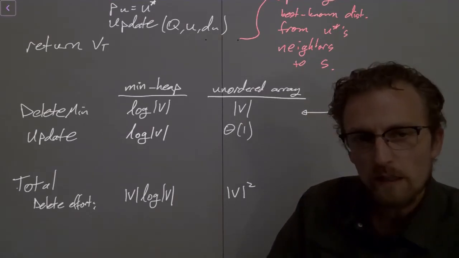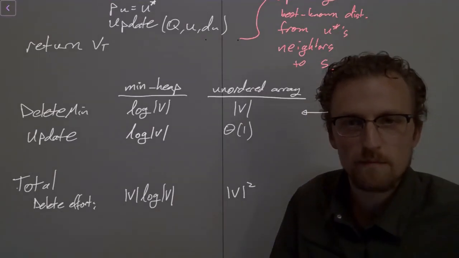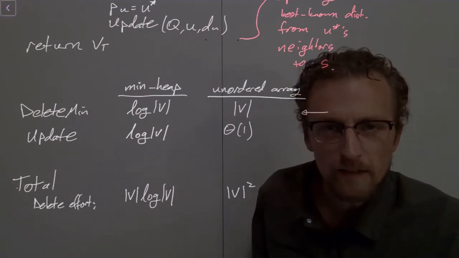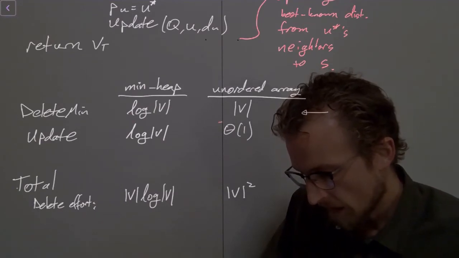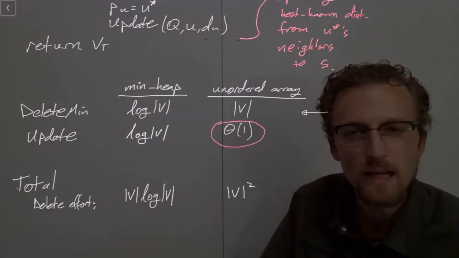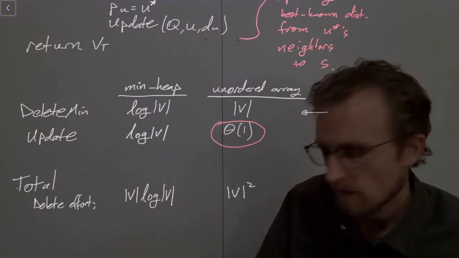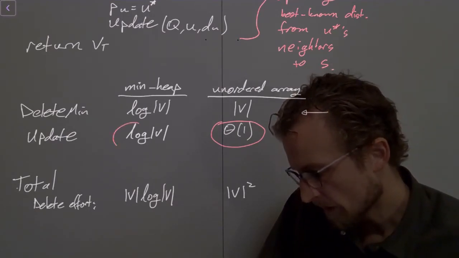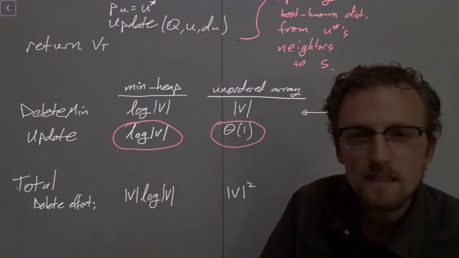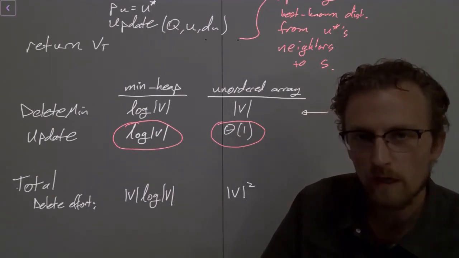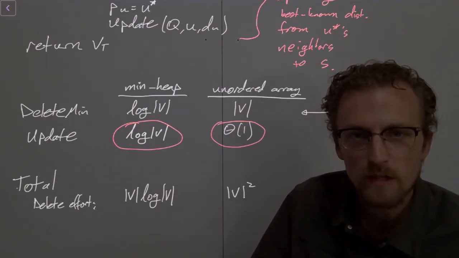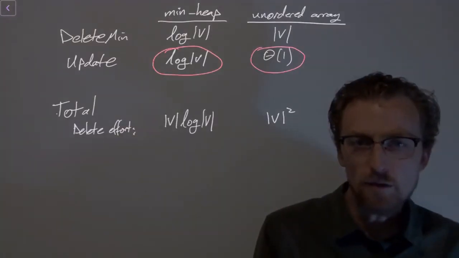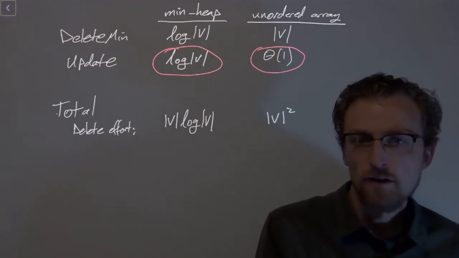All right, now let's think about the update piece. If we're using an unordered array, the update is basically free. It doesn't take up an interesting amount of time. But if we have a min heap representation, the update does take some time. It's not totally free. On a very, very large graph, it'll take some time to do this update operation. So let's think about how the way we represent our graph can impact the efficiency of this algorithm.